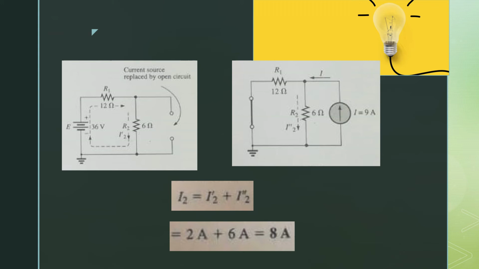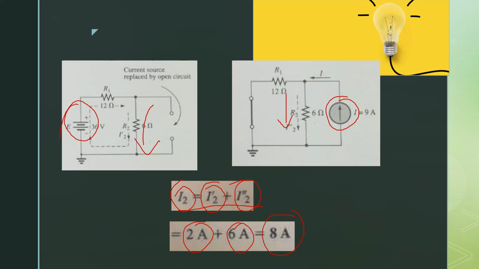Using these two figures, we see that I2 is I2 prime plus I2 double prime, because due to the voltage source I2 prime is flowing in the downward direction, and due to the current source I2 double prime is also flowing in the downward direction. The direction of both currents is the same, so the net current is I2 prime plus I2 double prime. The value of I2 prime is 2 amperes and I2 double prime is 6 amperes. So the total current I2 flowing through resistor R2 is equal to 8 amperes.